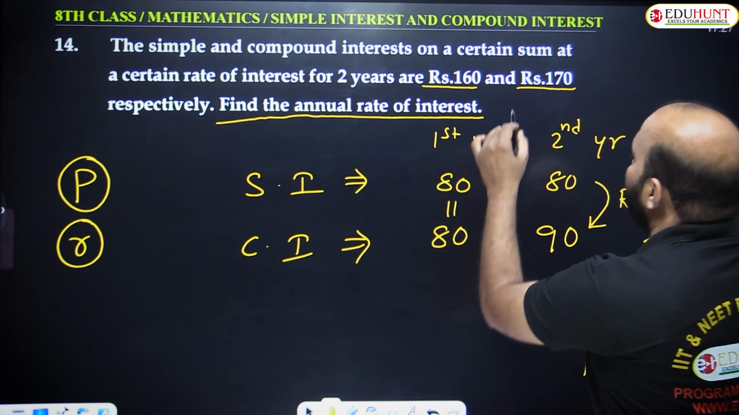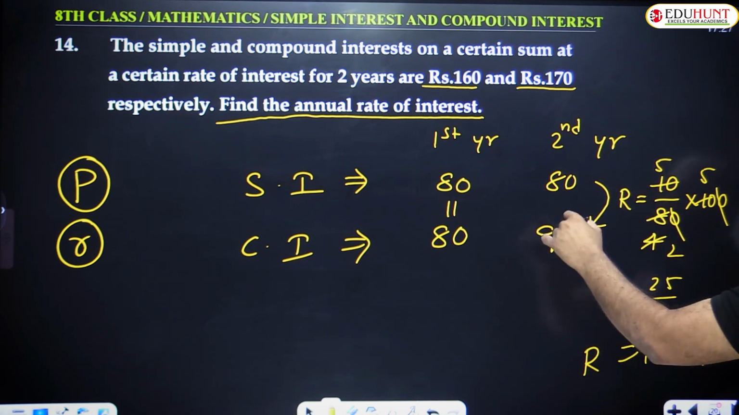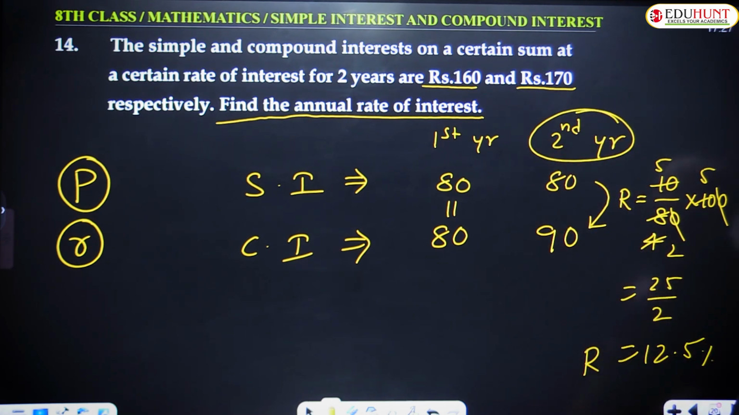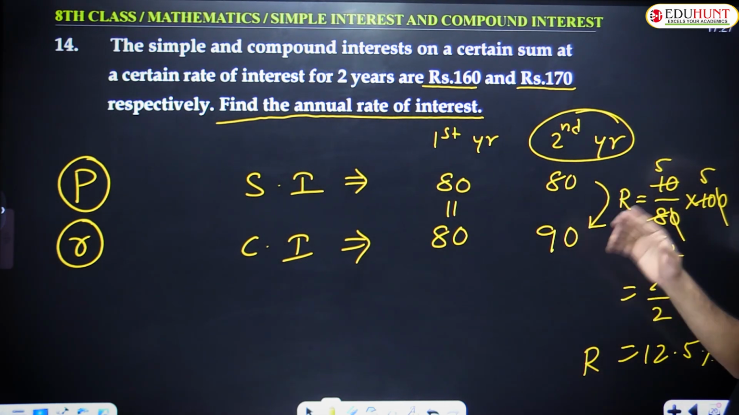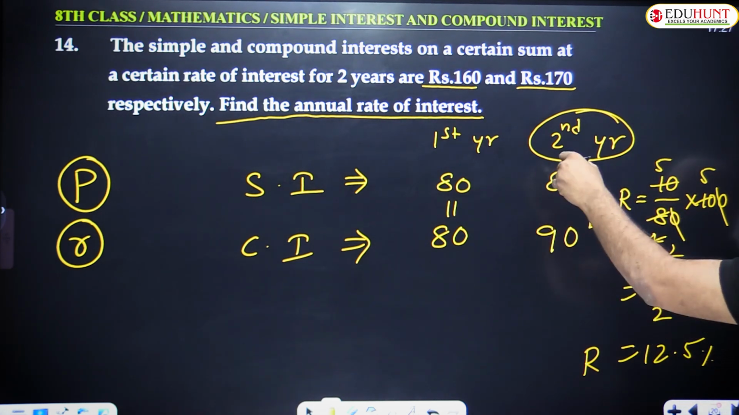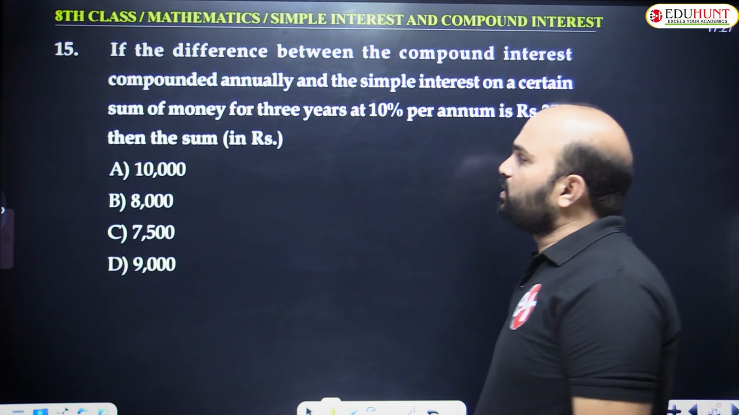So the remaining interest will be taken in the second year. The rate of interest being asked, nothing but here, especially in the second year, how much has the interest increased? 10 rupees from 80. The least value is always taken in the denominator. So 10 is an increase from 80, meaning 80 is taken in the denominator into 100. So 10 is how much percentage of 80? That is the rate of interest. 12.5. Am I clear? So let's go to question number 15.